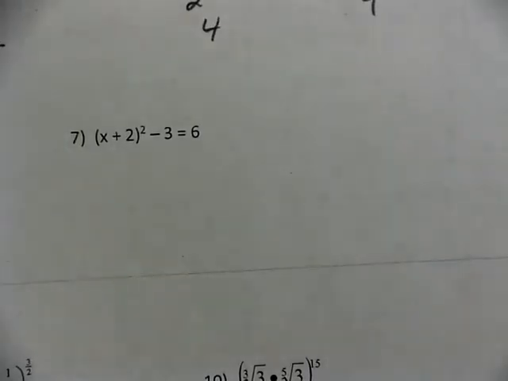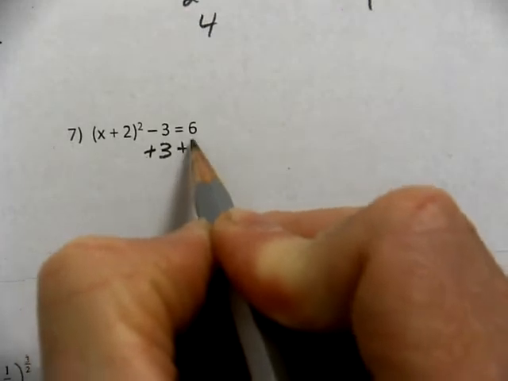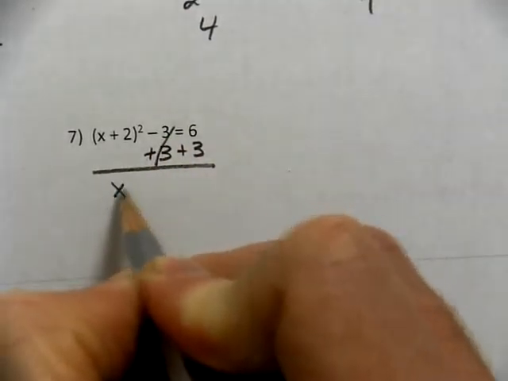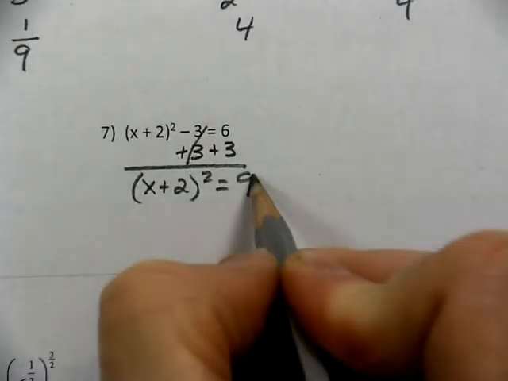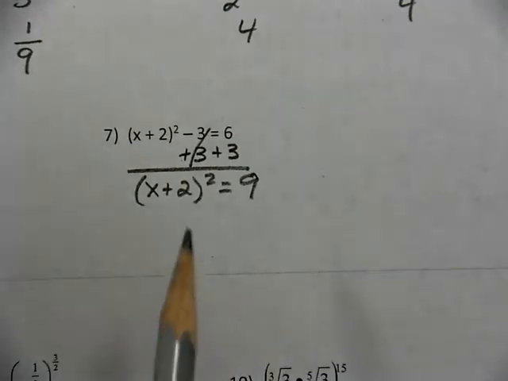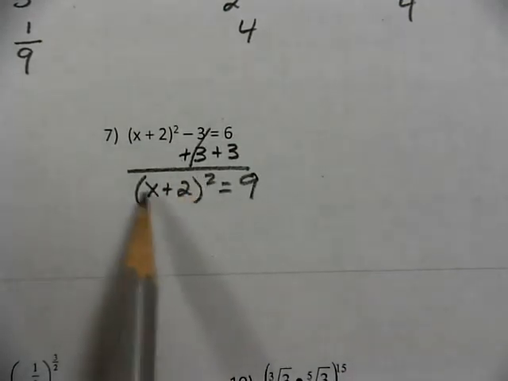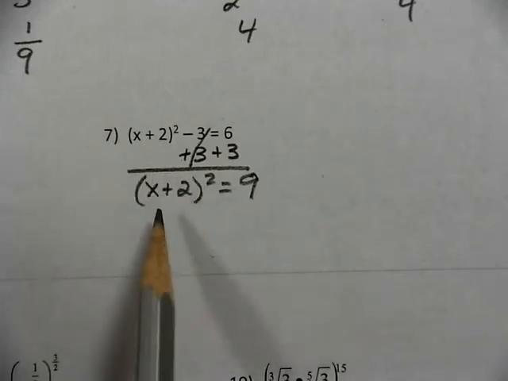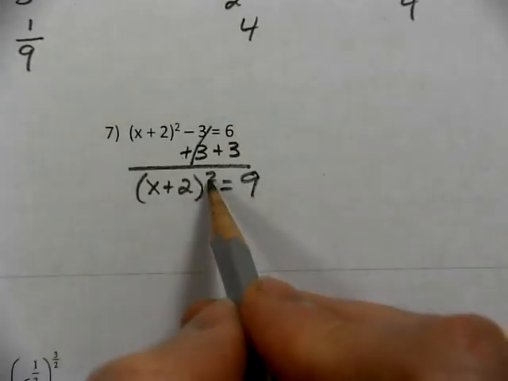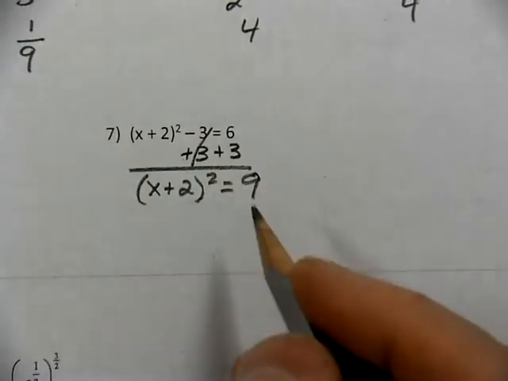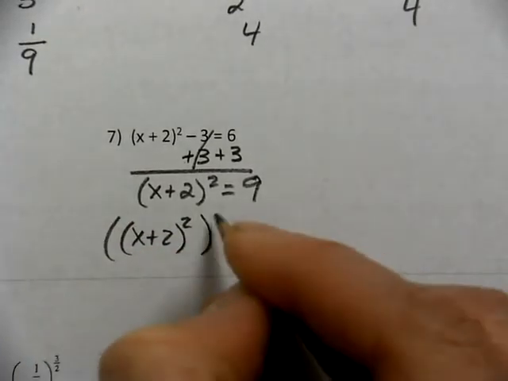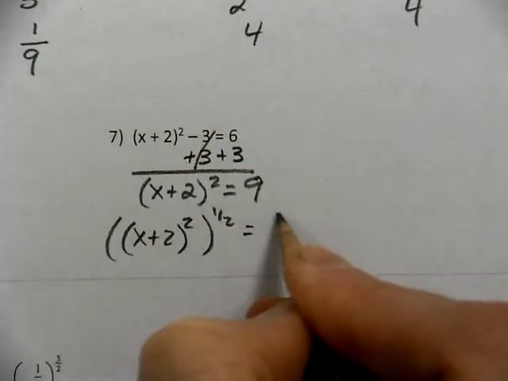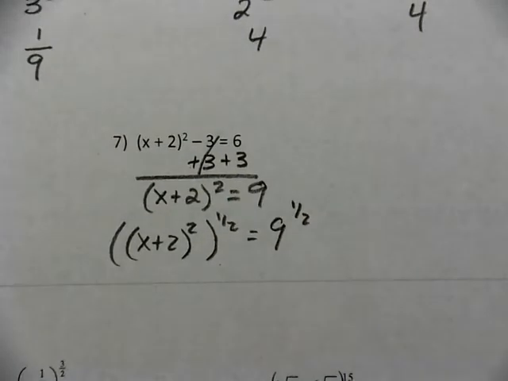What would we do first here? We would need to add the 3 to the other side. Now remember, you cannot distribute this through. You cannot call it x squared plus 4. That is not the same thing. The way we get rid of the square is either with the square root or raising it to the power of its reciprocal. Either way you like to write it. Whatever you do to one side, you have to do to the other side.